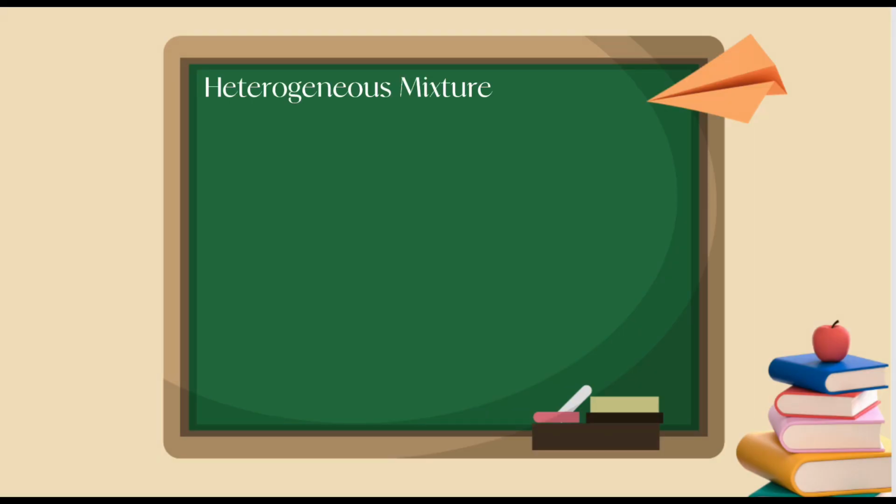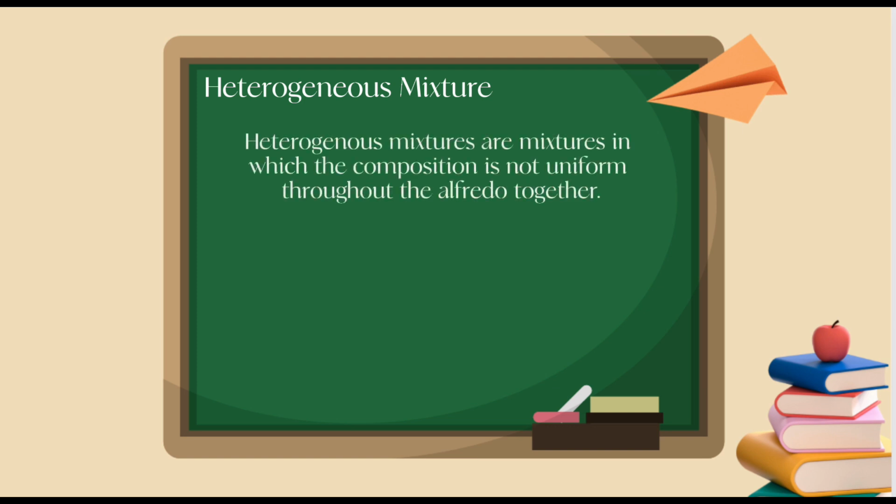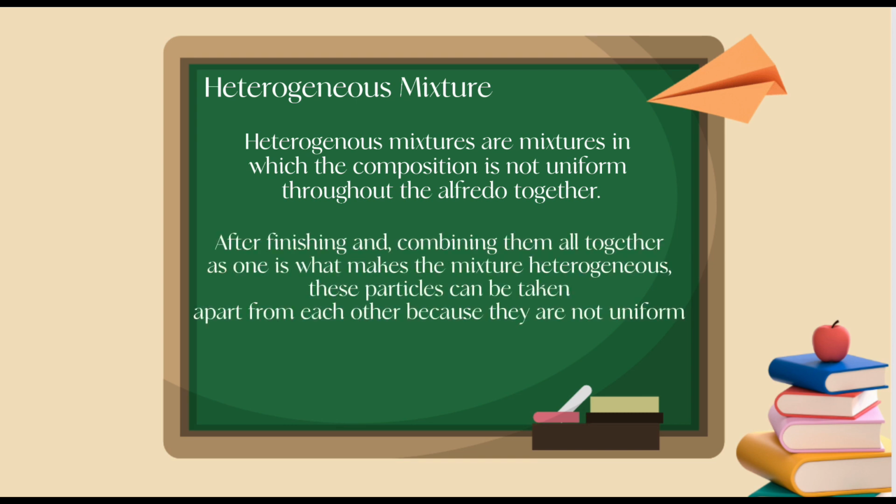This brings us into our heterogeneous mixture. These are mixtures in which the composition is not uniform throughout the Alfredo. After finishing and combining them all together as one is what makes the mixture heterogeneous. These particles can be taken apart from each other because they are not uniform.